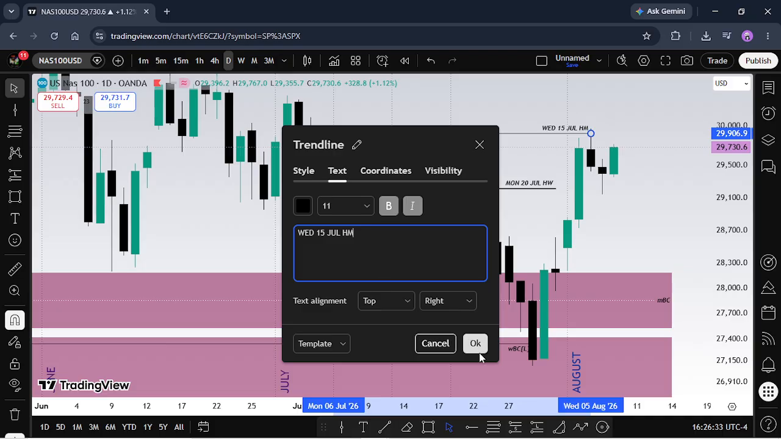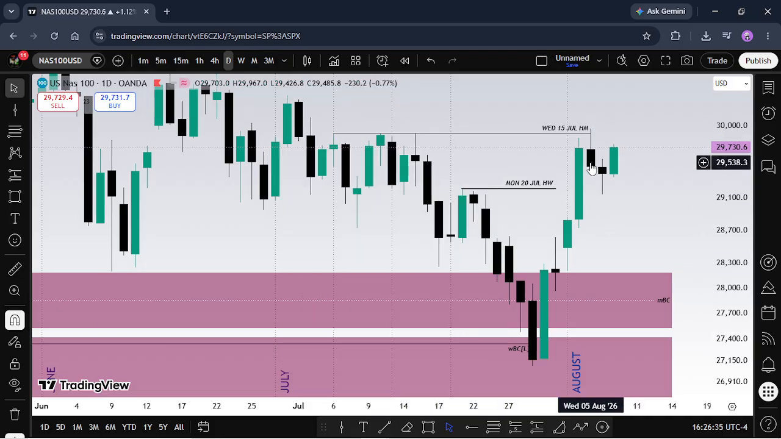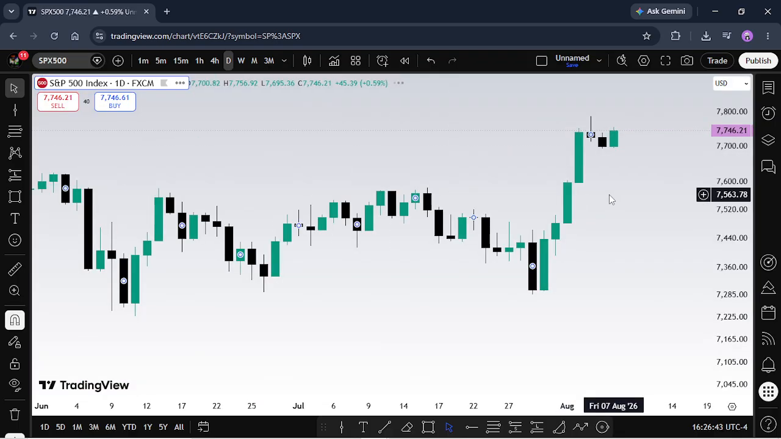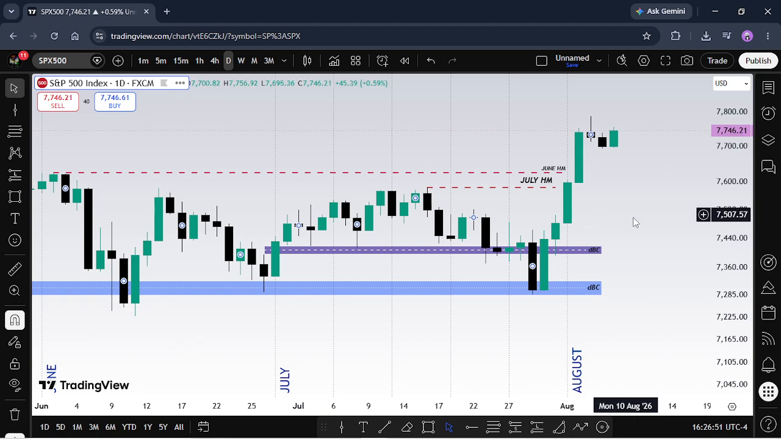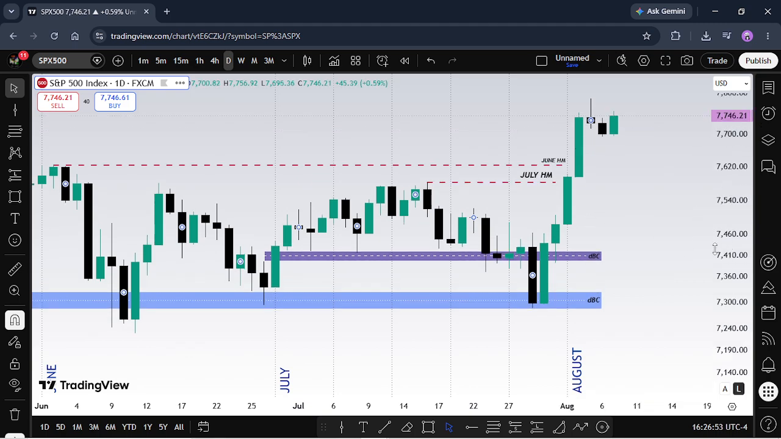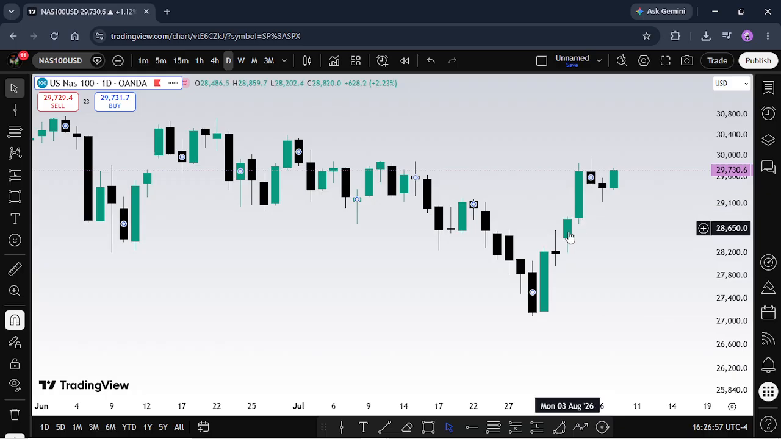Just ensure, right? So we see here on Wednesday took the high of Tuesday. Let's see on S&P 500 if that happened. Okay, same thing as well. Took the high of Tuesday. So there's no discrepancy there. So that's fine. Monday, Tuesday. Okay, here as well. Monday, Tuesday.